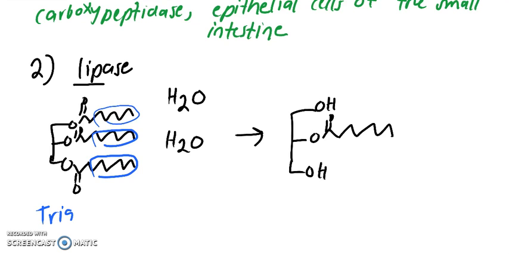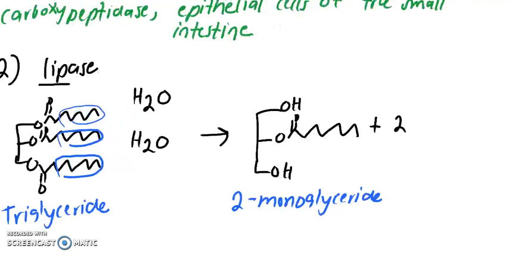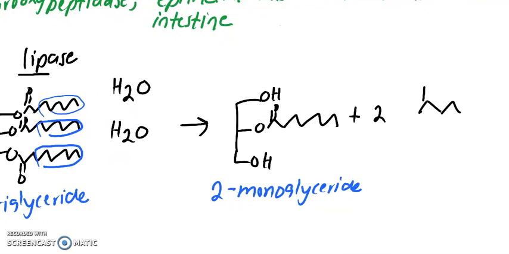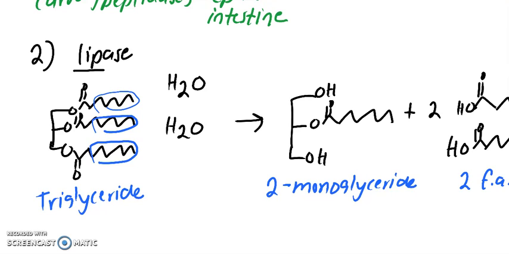So this is a triglyceride, and here would be monoglyceride, plus our 2 remaining products would be 2 fatty acids. And these could have their protons attached. So monoglyceride and 2 fatty acids. This is an example of a hydrolysis reaction, because we used water to break up this long chain molecule.